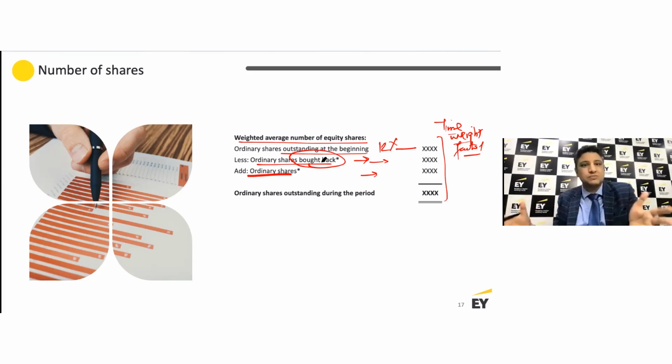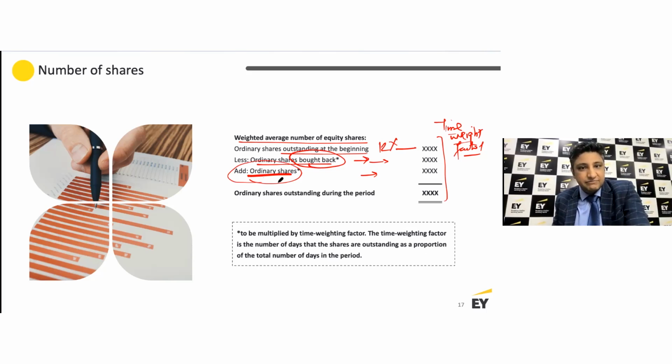And that adjustment has to come in my denominator. I've purchased those shares back effectively, there is lesser money available to me, so my EPS should reflect that. At the same time, if I'm issuing some shares during the year, even that should change my denominator. That should increase my denominator for that period of time when that money is available to me, right? So the time weight is very, very critical in all contexts.